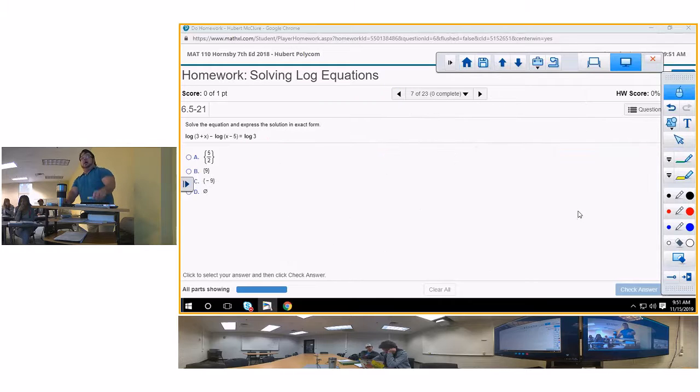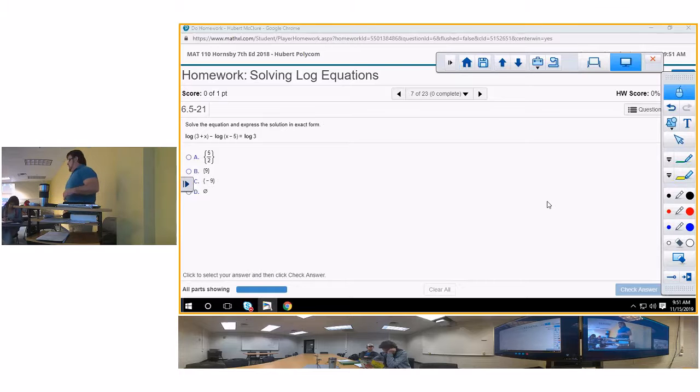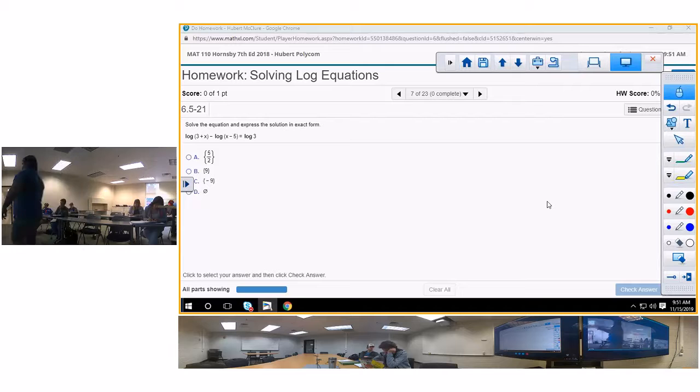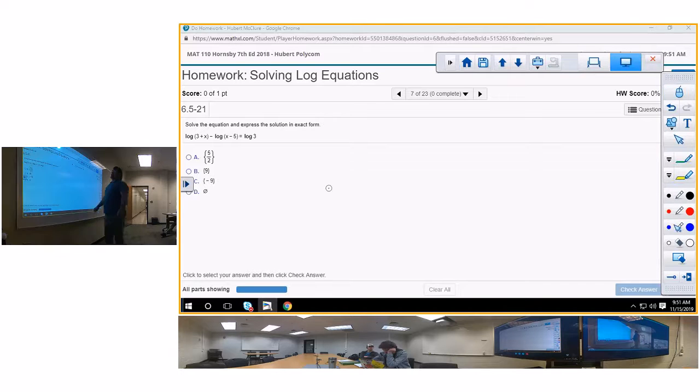All right. Let's go ahead and try that one. You just go ahead. You know it's set equal to what? Each other. Because all logs, all the same base. You can't use definition of a logarithm. So set equal to each other. Now make sure you do the quotient rule first. I'll go ahead and start you off. 3 plus x divided by x minus 5 is equal to what? 3.